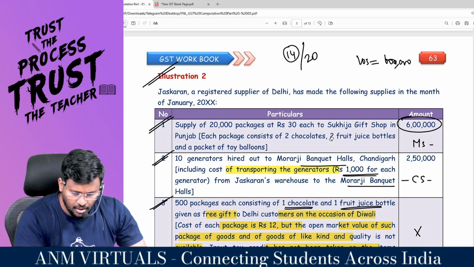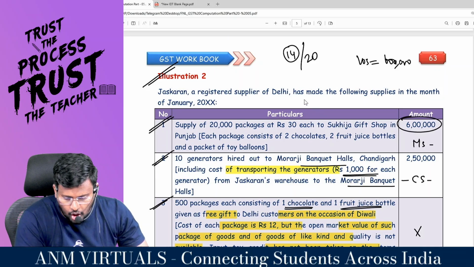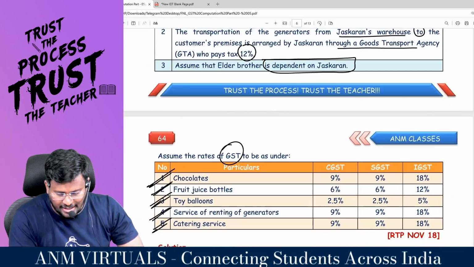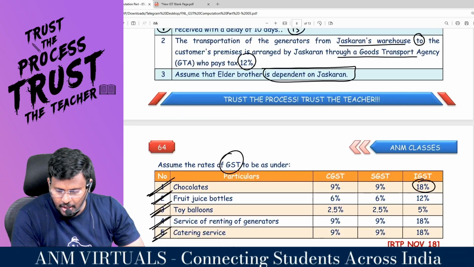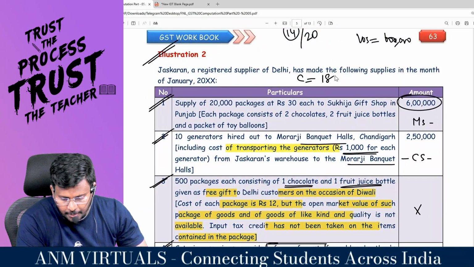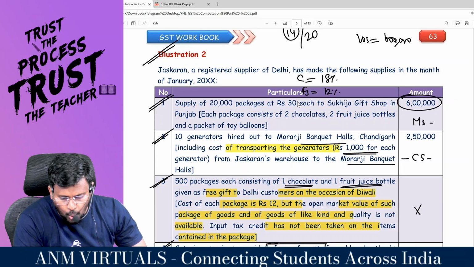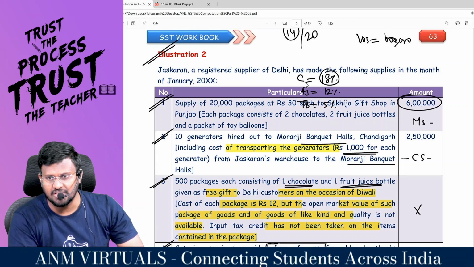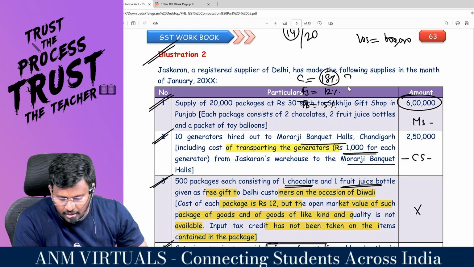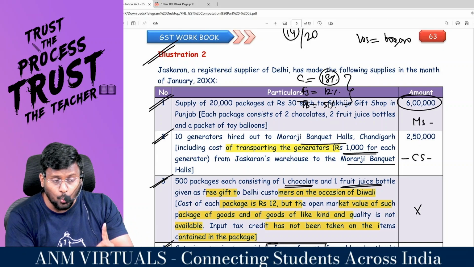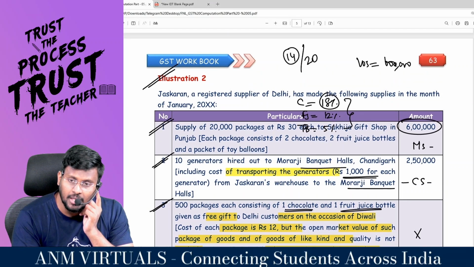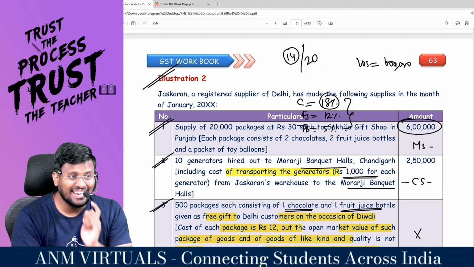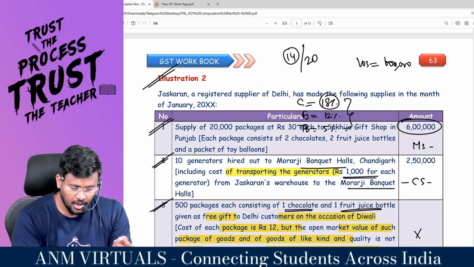Each package consists of 2 chocolates. For chocolate, what is the rate? 18% IGST. Fruit juice, 12%. Toy balloon, 5%. So the highest rate is 18%, and 18% has to be taken. Are you all really with me? On what value do you have to apply? 6 lakh. But you should not think like that.